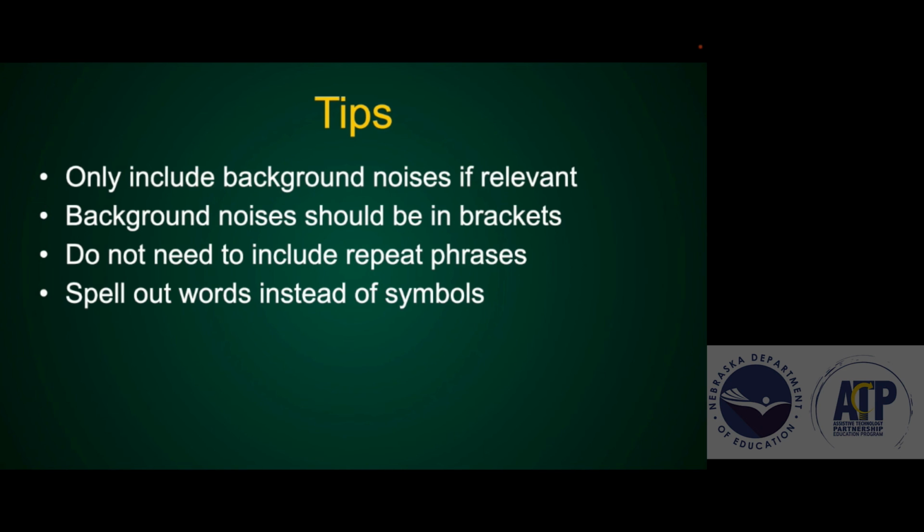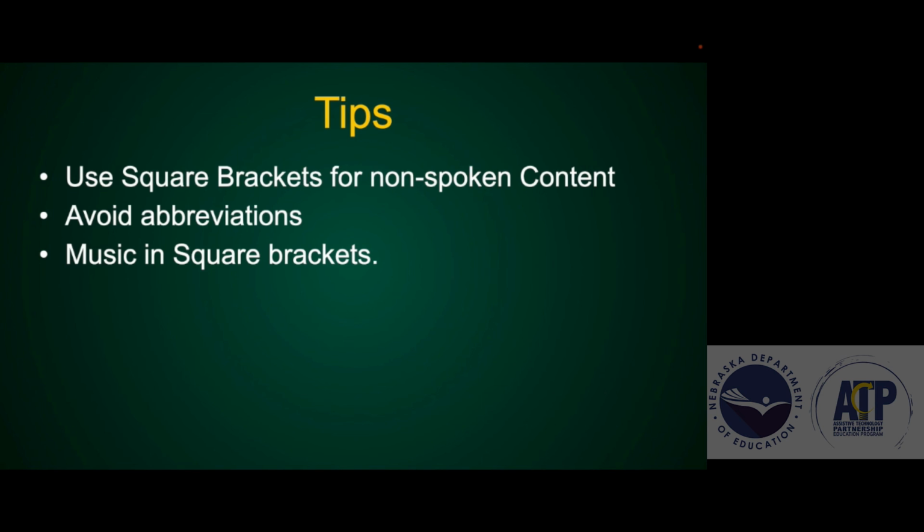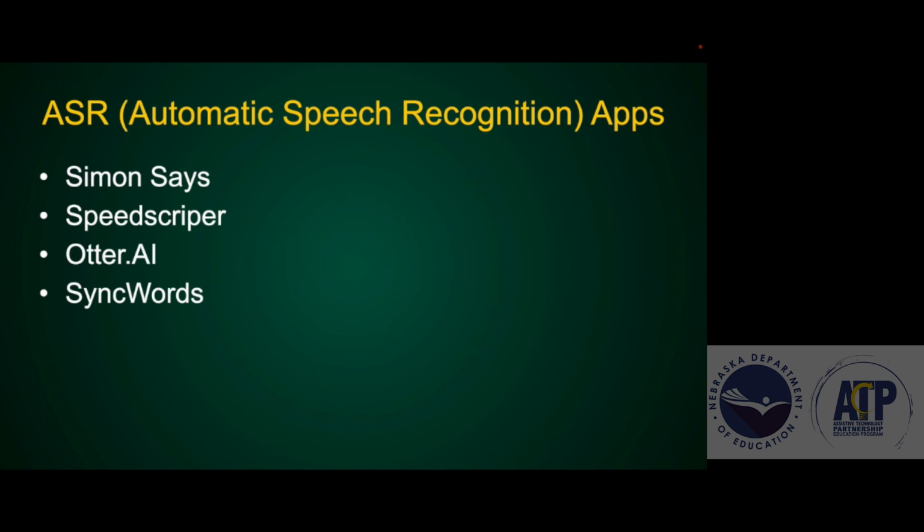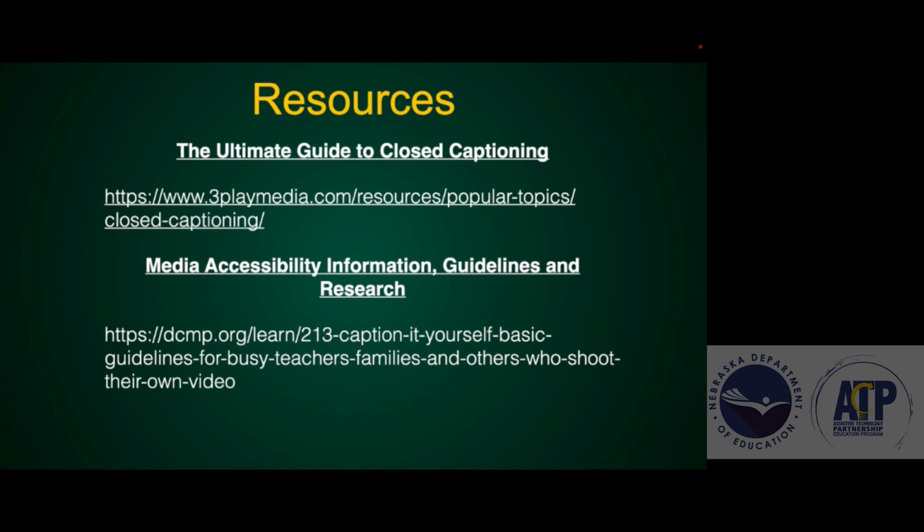You don't need to include those repeat phrases and spell out words instead of symbols, which I have in there twice. Use square brackets for non-spoken, avoid abbreviations, and you want to put music in square brackets, or if you have the ability to have the symbol of music symbols, you can do that also. The last thing is those automatic speech recognition apps. There's Simon Says, SpeedScriber, and Auto AI and Sync Words are some of those apps that you can get, or programs that you can get to do that.